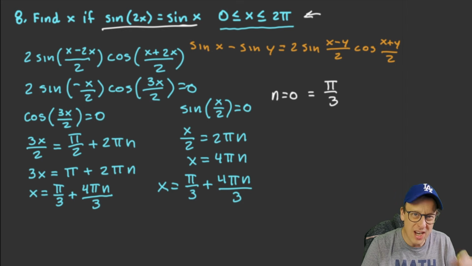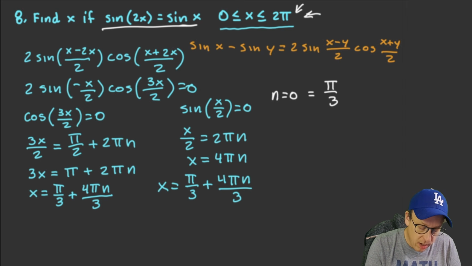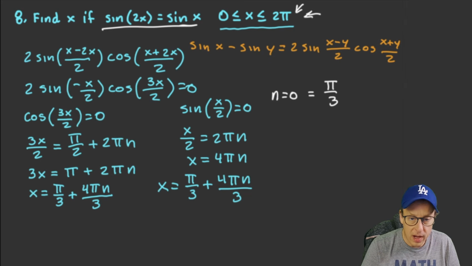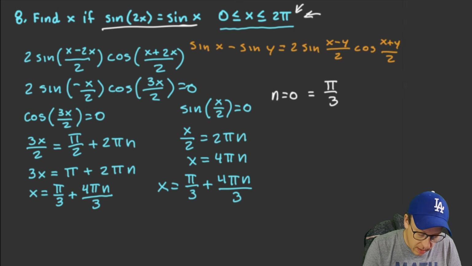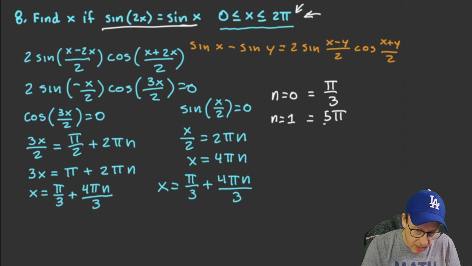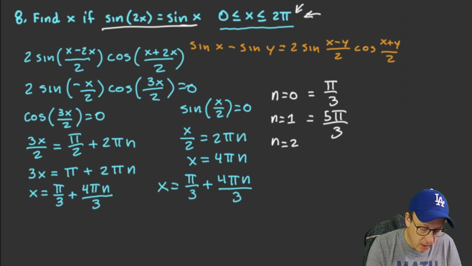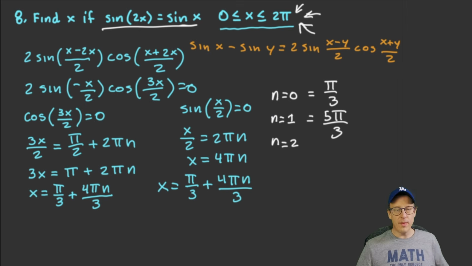And then you'll continue changing the value of n until you get to a point where you are equal to 2 pi. So if we have n is equal to 1, well, in that circumstance, this is going to end up being equal to 5 pi over 3. And then you just increase n is equal to 2 and so forth and so on until you reach a point where you get 2 pi. All right. There you go.